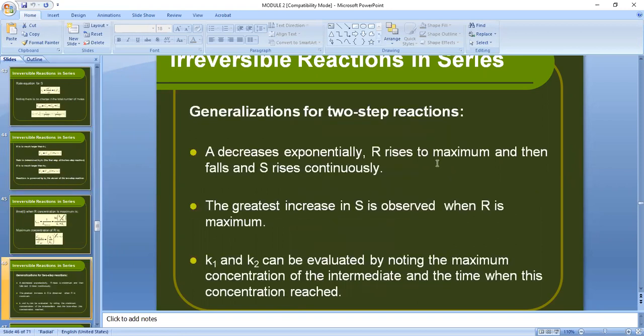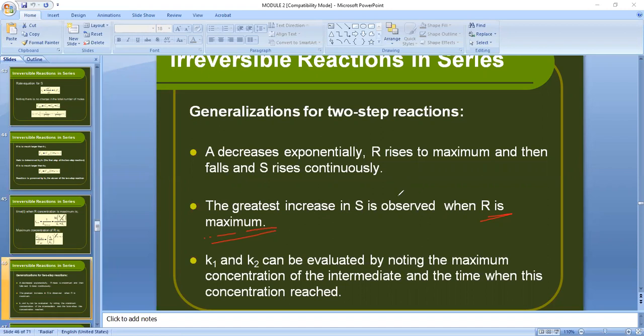R is expected to rise to a maximum value and then fall, and S rises continuously. So there will come a time that R will be maximum. We determine even the time when that would occur. And S is expected to rise continuously because it's our final product. The greatest increase in S, take note of this. When is the greatest increase in S observed? When R is maximum. That's the very reason why you have a pre-derived formula of when R will be maximum and what its value is. Because that's when the greatest rate of increase in the final product S is observed.